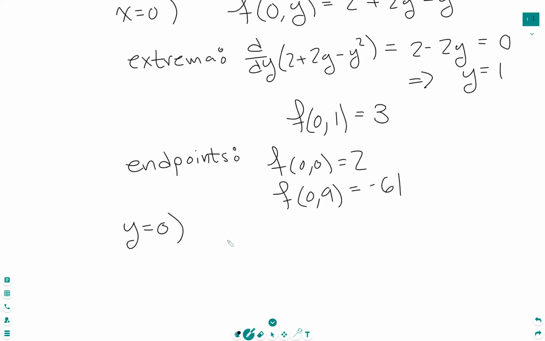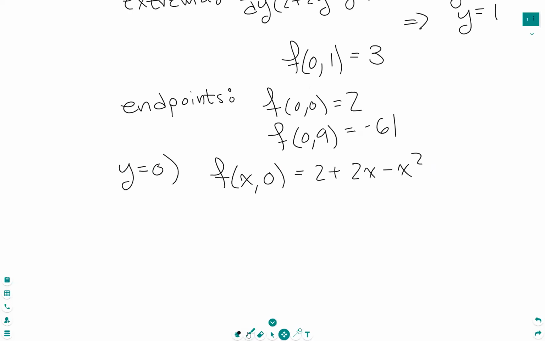So here I'm going to plug the relationship y equal to 0 into my function. This gives me 2 plus 2x minus x squared. I'm going to go through the same process: find the extrema along this curve, which is to say I can take an x derivative here.